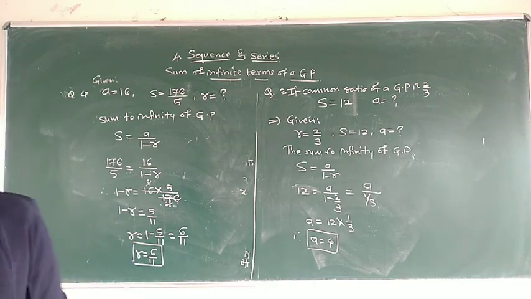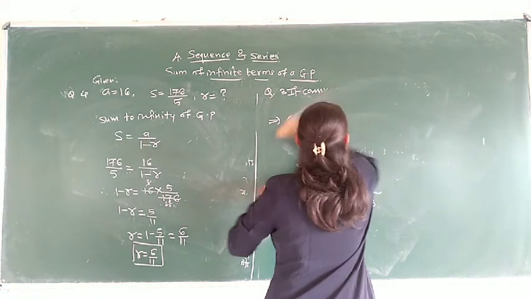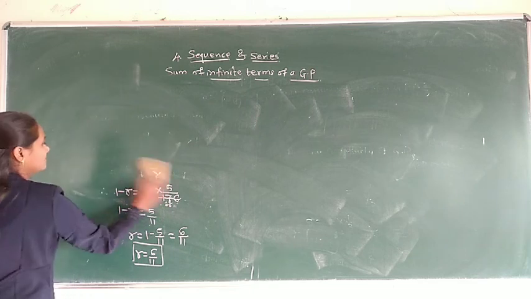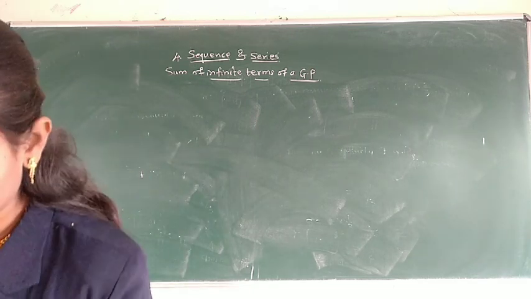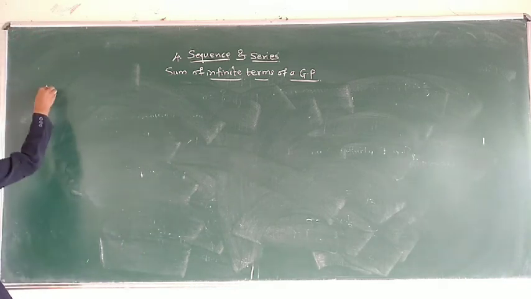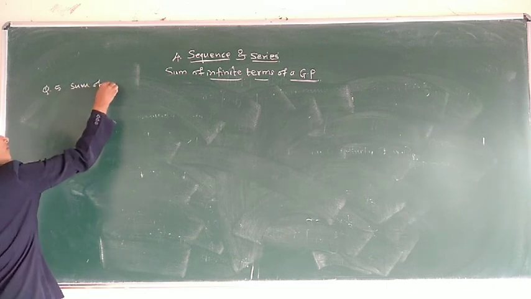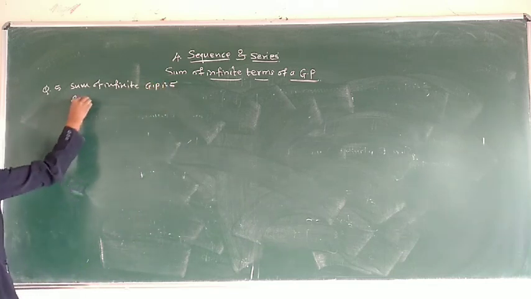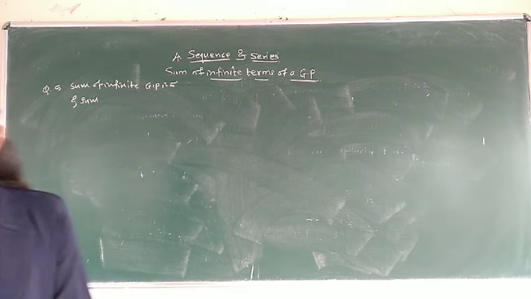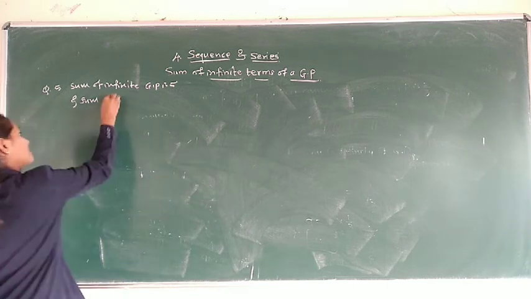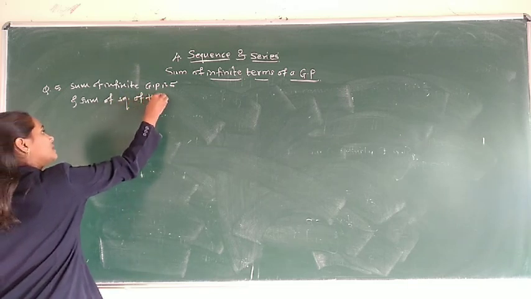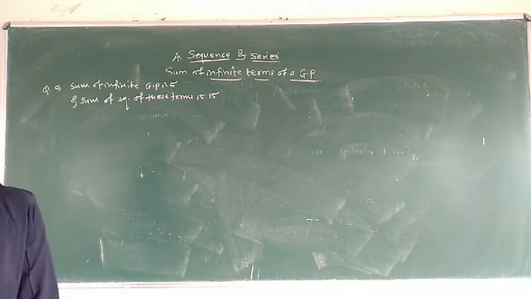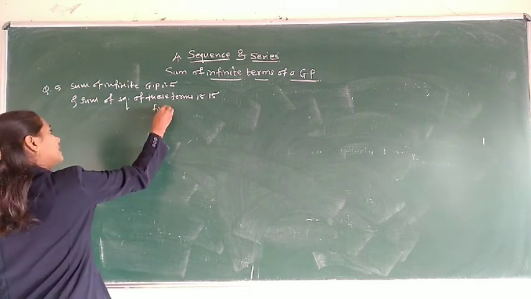Now see the next question, question number 5. Given that the sum of an infinite GP is 5, and the sum of squares of these terms is 15, then we have to find the GP.